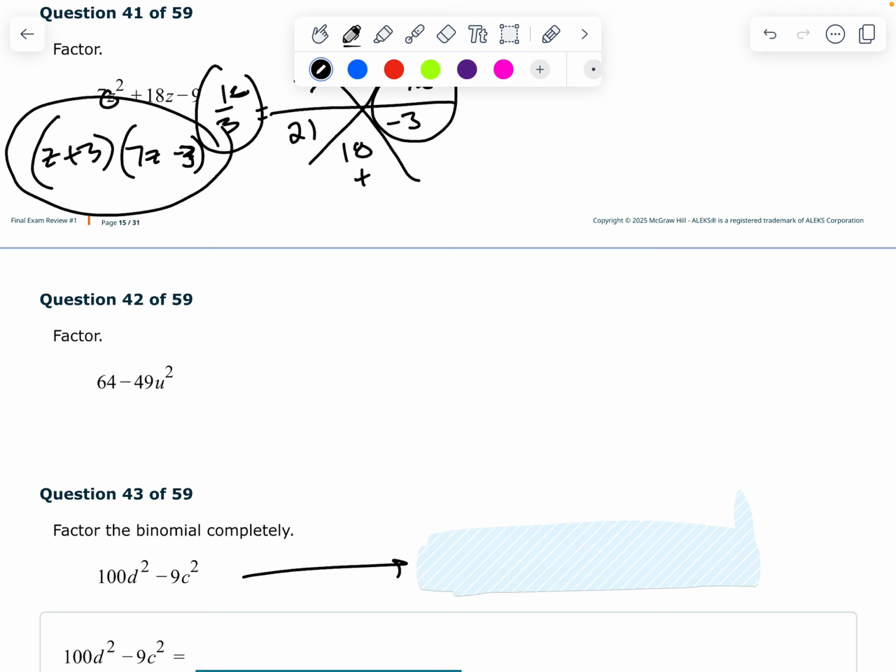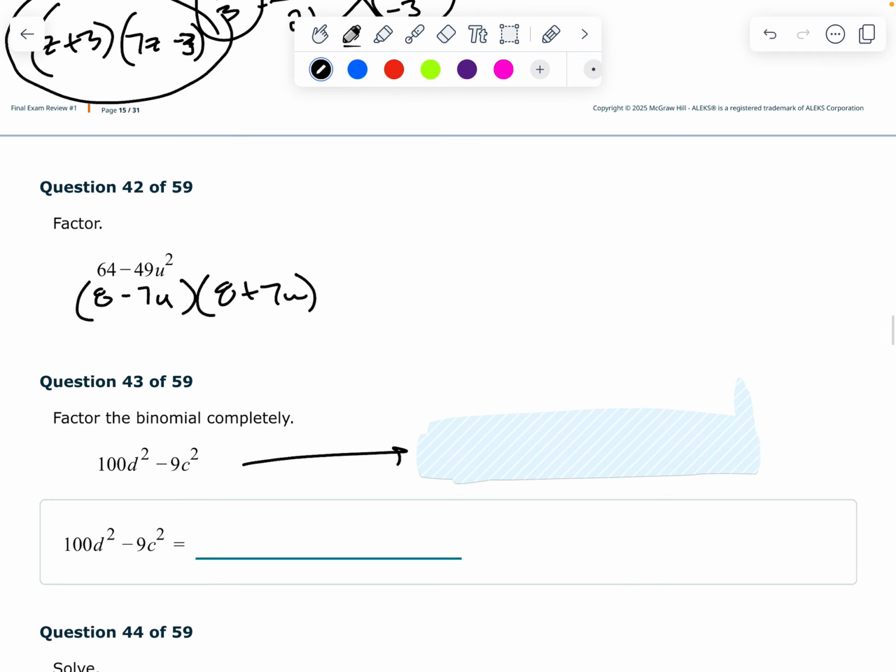This one just says factor. I will try GCF first. Doesn't look like there's a GCF. There's 2 terms. With 2 terms, we want to do difference of squares. We're going to leave everything in the same order that it is. So if I square root everything, that would be 8 minus 7u. I'm not going to move the u around. I'm not going to flip the 8 and the 7 and change their order. I'm leaving everything in the order that it came. Then my second factor is 8 plus 7u. That is factored.